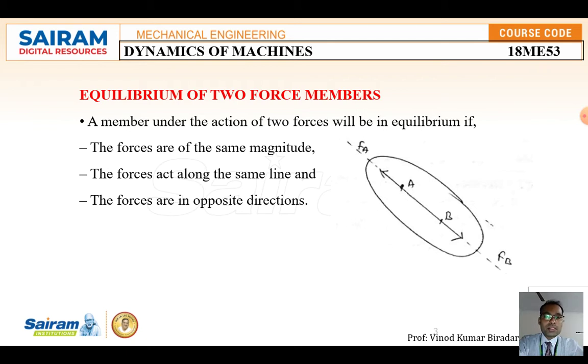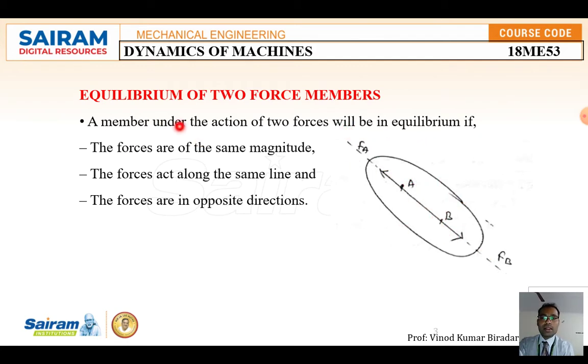The second one is: what is the condition for a two force member? Member is nothing but, some books may use member, body, system, component, element, all these words are the same. Look at the diagram here. This is a body upon which one force is acting in this direction and one more force is acting in this direction, that is Fa and Fb, otherwise F1 and F2.